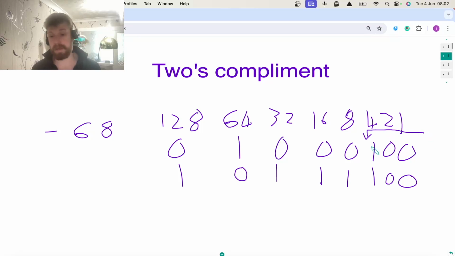That is going to be the first number that is a 1. Everything at it and before it stays the same. Everything after it is flipped.